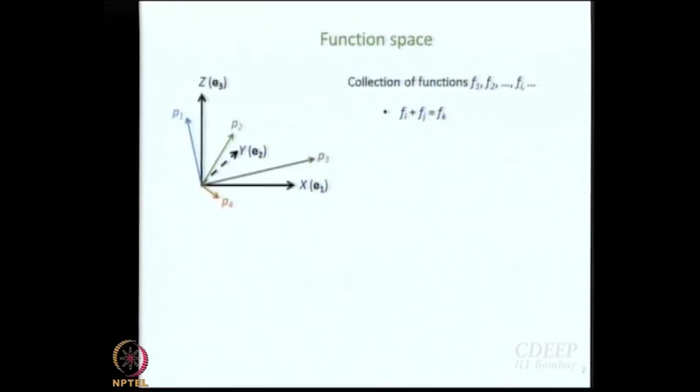If you add two functions, then the sum should also belong to the same collection. Or in other words, the sum should also be a function in the same function space. fi plus fj should be equal to fk, where fk also belongs to the same function space, and the very convenient example that we have been using is that of position vectors, right. So, if you add any two position vectors, I think we understand that we are going to get another position vector.